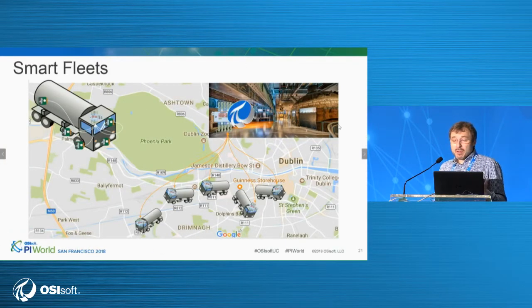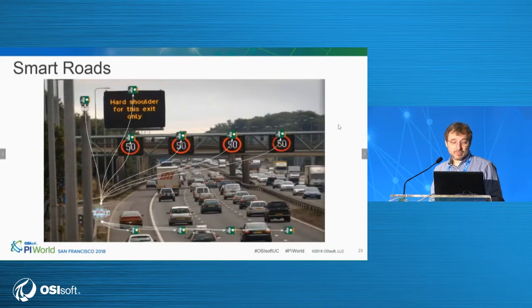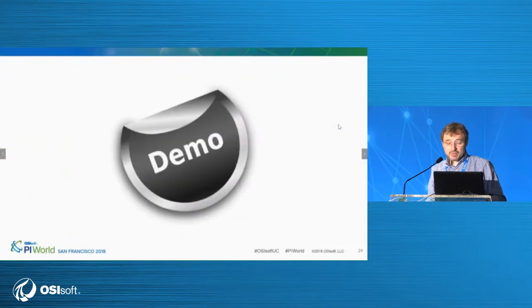So you may think about smart fleets by installing FogLAMP on trucks, for example, and then again sending data whenever there is connectivity to a control center. Or in plants like mines where, again, you may have remote connectivity and sometimes there is no connectivity if trucks go somewhere where there is no network connection, or smart roads. I mean, you name it. There are all sorts of different options.